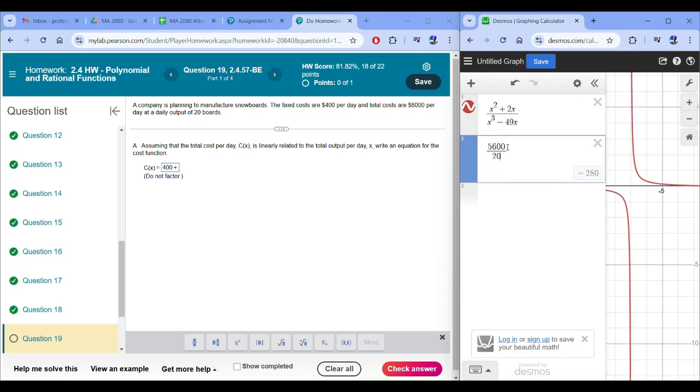5,600 divided by 20 is 280x. A company is planning to manufacture snowboards. The fixed costs are $400 per day, and total costs are $6,000 per day at a daily output of 20 boards. So then should I just put it as 6,123x? Assuming that the total cost per day, C, is linearly related to the total output per day, write an equation for the cost function.